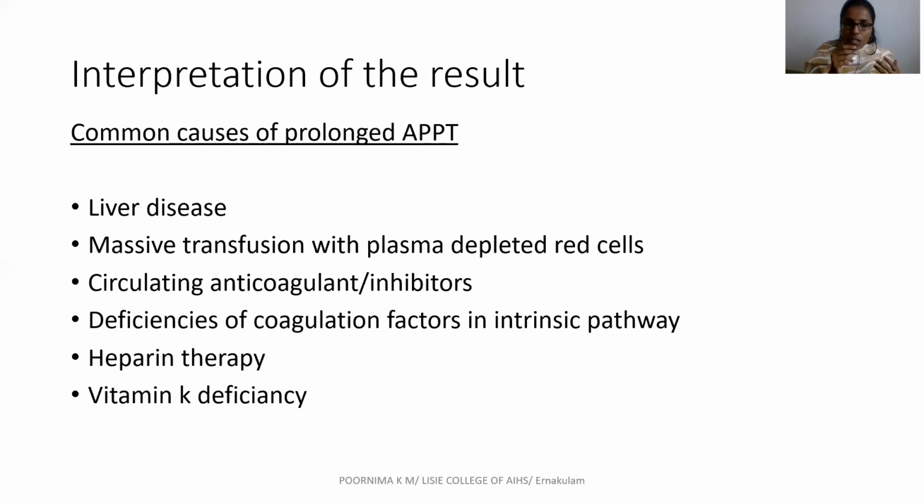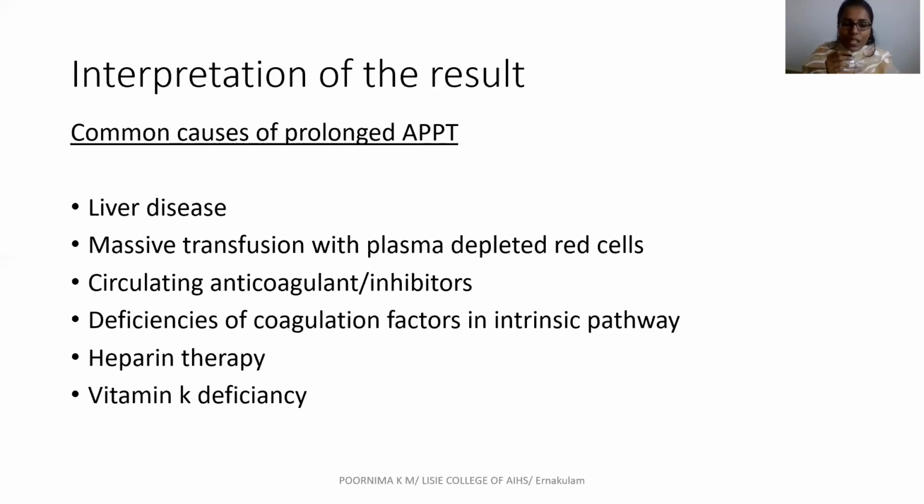Okay. So third one is circulating anticoagulant or inhibitors. That is, the presence of inhibitors to any of the coagulation factors involved in the intrinsic pathway can cause delay in clotting of the plasma, or prolongation of the APTT. Suppose the inhibitor is present, it causes suppression of certain coagulation factors, so they cannot act properly. So as a coagulation factor is not acting properly, it can cause prolongation of activated partial thromboplastin time.